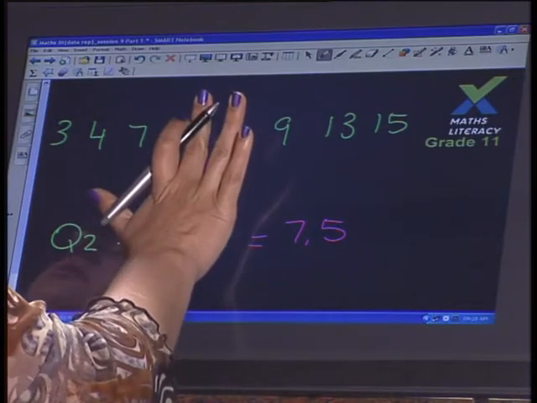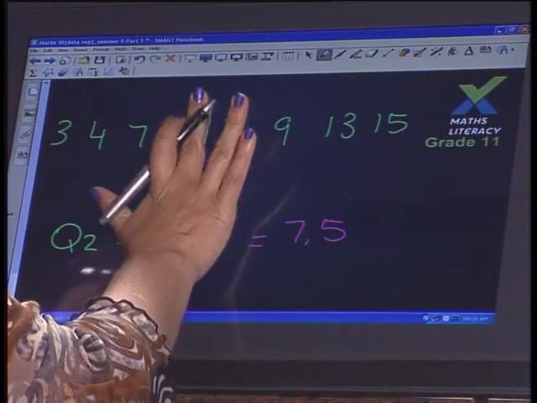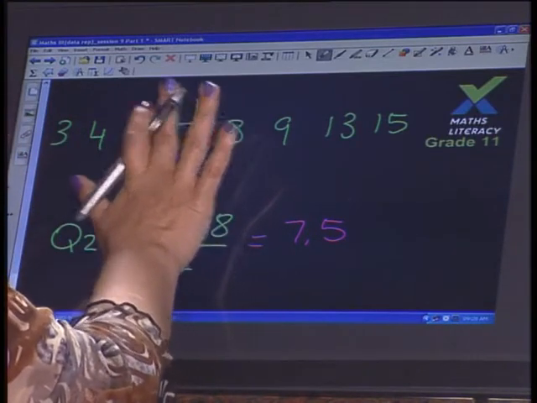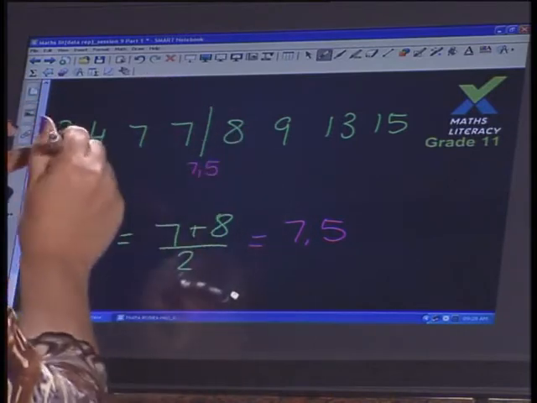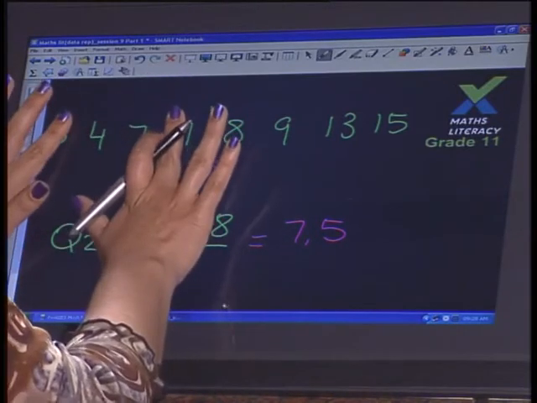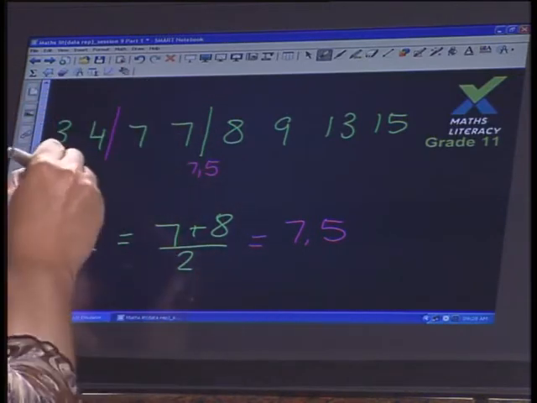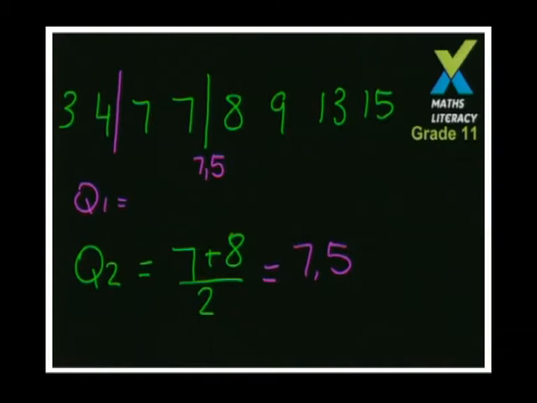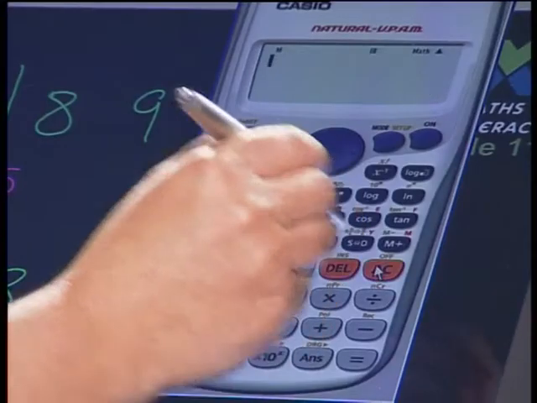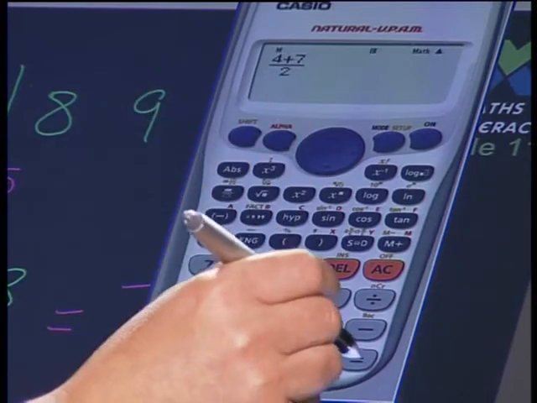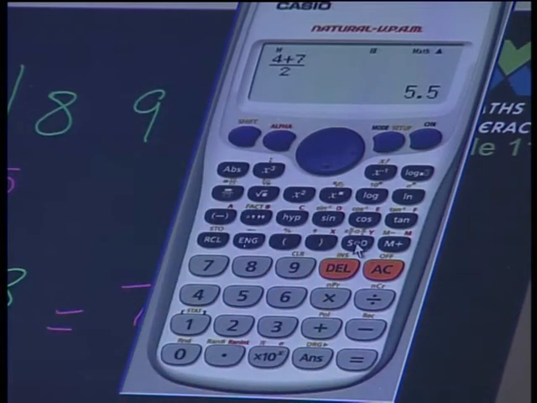So I exclude the 7.5. I'm still excluding that, but I'm including the 7. So now my lower quartile is the number between these 4 numbers. So I actually have a number between 4 and 7. So Q1 is actually 4 plus 7 divided by 2. You can do that on the calculator. So using my fraction again, 4 plus 7 divided by 2, and I get an answer of 5.5.